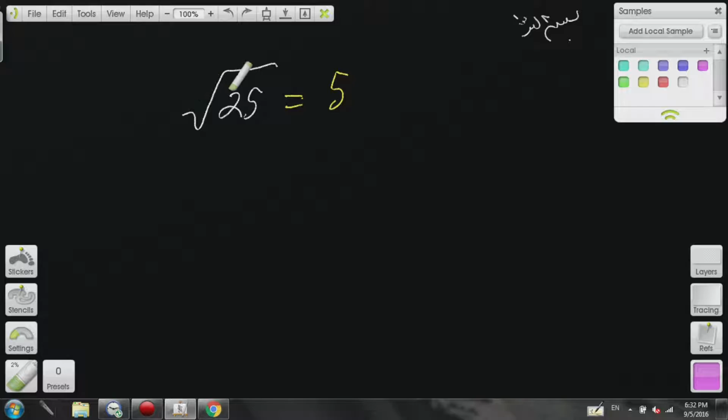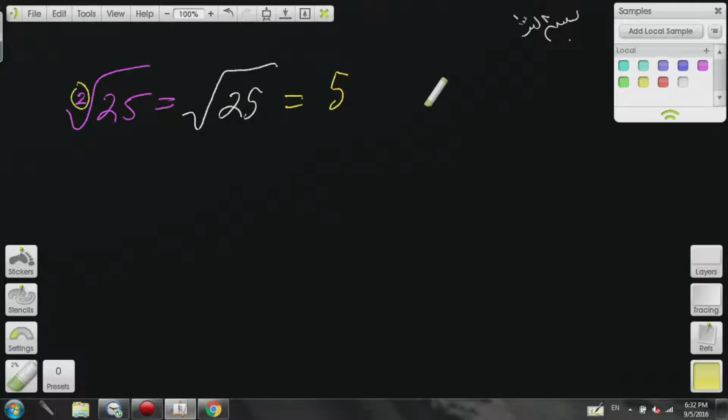When we say the square root of 25, actually, there is a number that's invisible over here that we don't write, and that is 2. So the square root of 25 can be written with a 2 over here. In other words, these two expressions are the same.